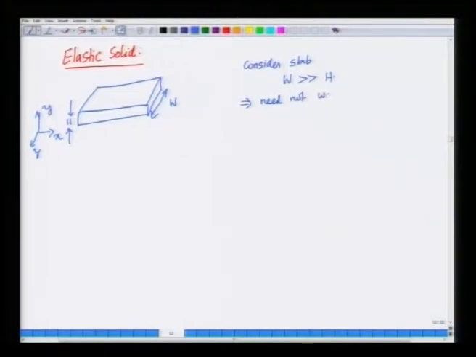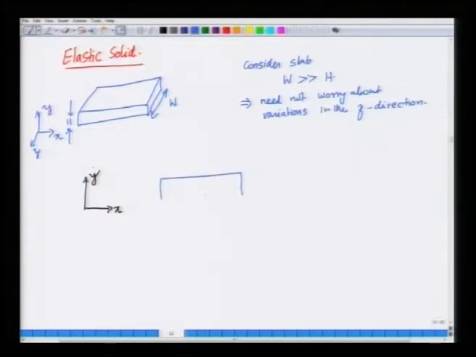So, when w is very large compared to h, you need not worry about the variations in the z direction. All we will do is to consider a planar cross section in the xy plane. So, we will take the xy coordinate system like this, and we will assume that the slab is like here, just a cross section in the xy plane.